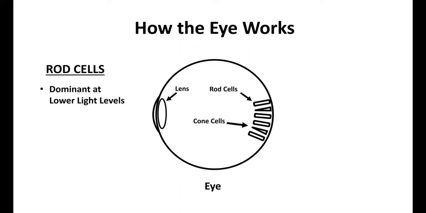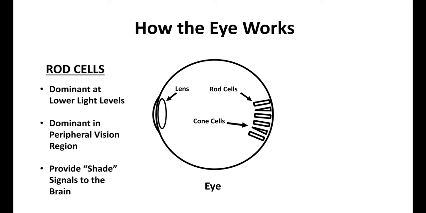Rod cells are the dominant cell at lower light levels. They are also dominant in the peripheral region of space, which is important because most of the fish's field of view is in the peripheral region. This means that more often than not, a fish is detecting baitfish with its rod cells, and they are largely responsible for the black and white that fish perceive.